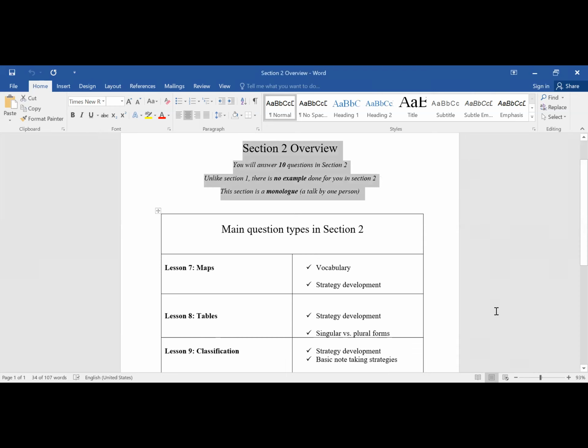Section 2 overview. You will answer 10 questions in section 2. Unlike section 1, there are no examples done for you in section 2. This section is a monologue, by one person. Let me help you, repeat after me.